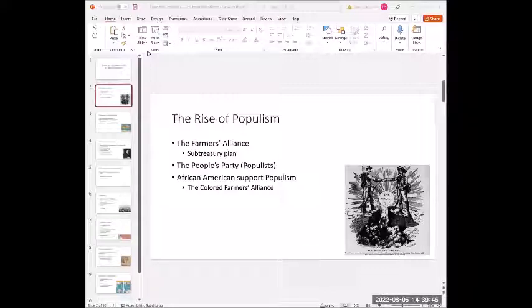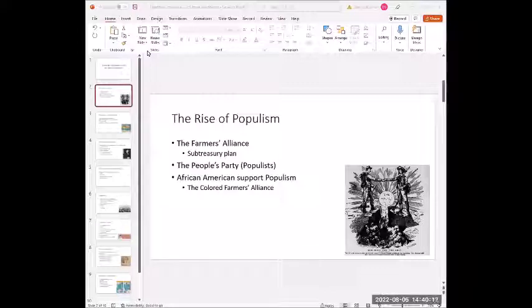But instead of petitioning state governments for help with the fees involved in transportation and storage of their produce, they are proposing a plan to the federal government known as the Sub-Treasury Plan. And basically the Sub-Treasury Plan is asking for the government to give loans to these farmers with really low interest rates, okay, and to provide warehouses so that they could store their product.